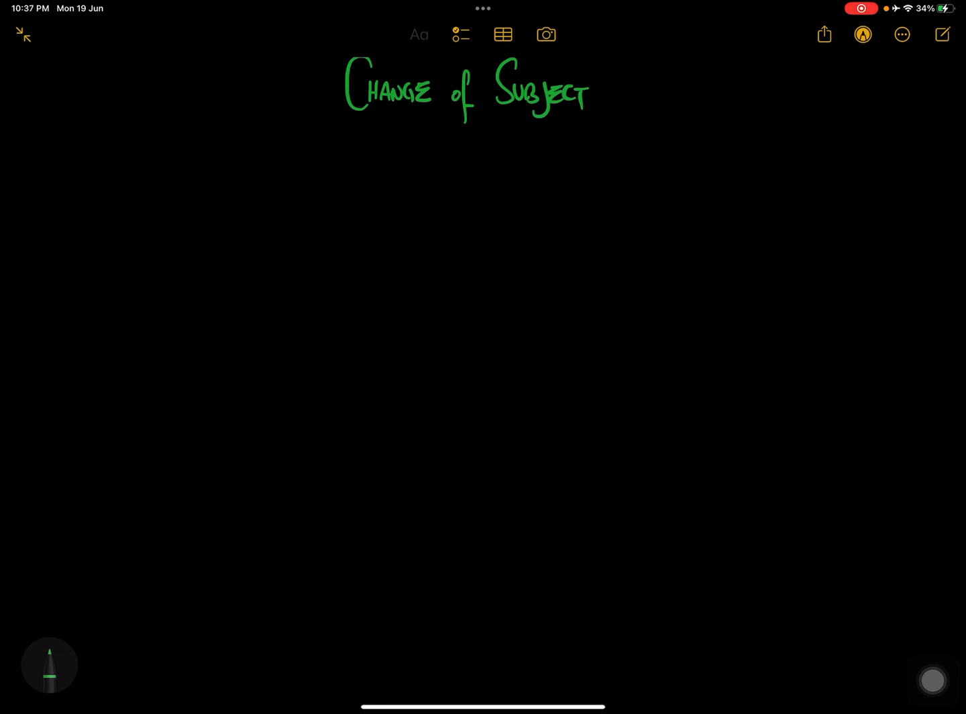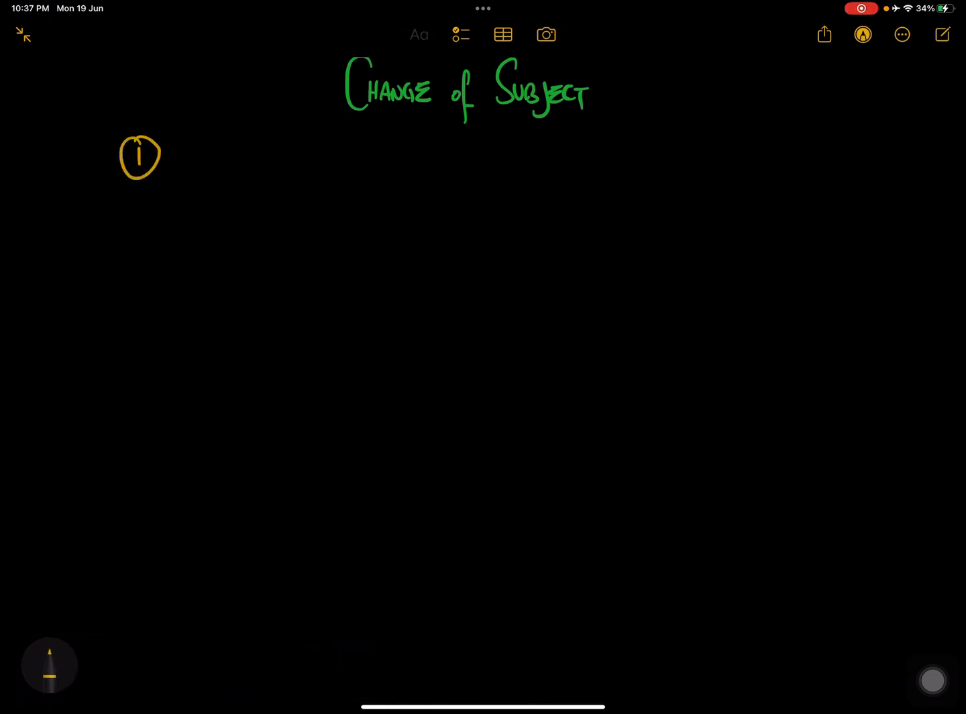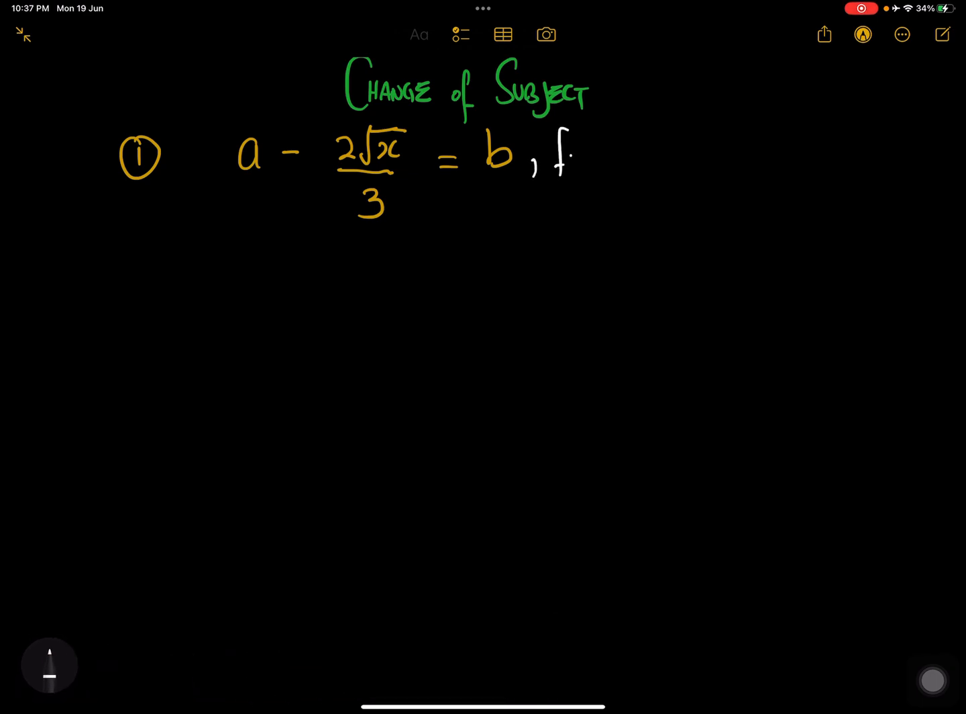Today, we'll be looking at change of subject, but I would like us to be solving some problems together. Let's imagine that we have this problem here. We have, let's say, a minus 2 square root of x, divided by 3, and it's equal to b. We are being asked to find x. So we are going to make x the subject.